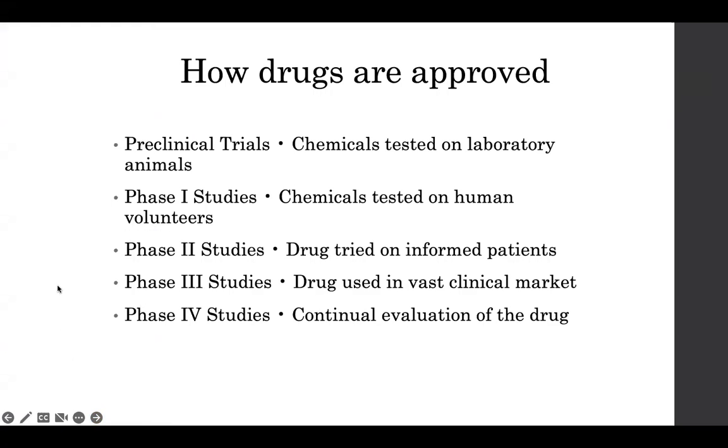Okay, so how drugs are approved. You have 5 stages. Okay, so would medication dosage be lower for older adults? Yes, medication dosages are lower for older adults depending on what the medication is and how it's metabolized by the body. But generally they are lower.